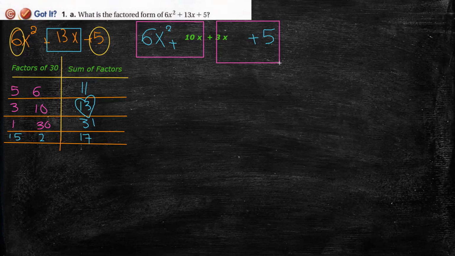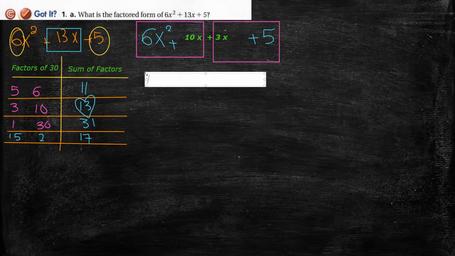So now, after I do this step, I will put 6x squared plus 10x in one rectangle and 3x plus 5 in another rectangle. Then the second step now, I want you to find the GCF. We have to find the GCF 2 times here. The first time, let's talk 6x squared plus 10x.